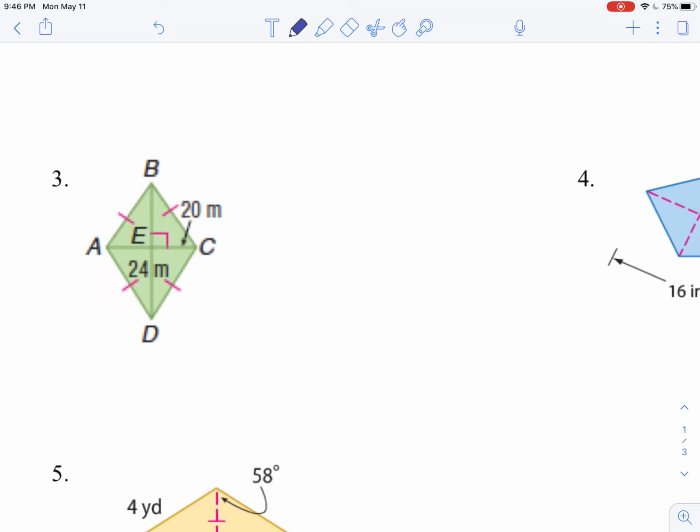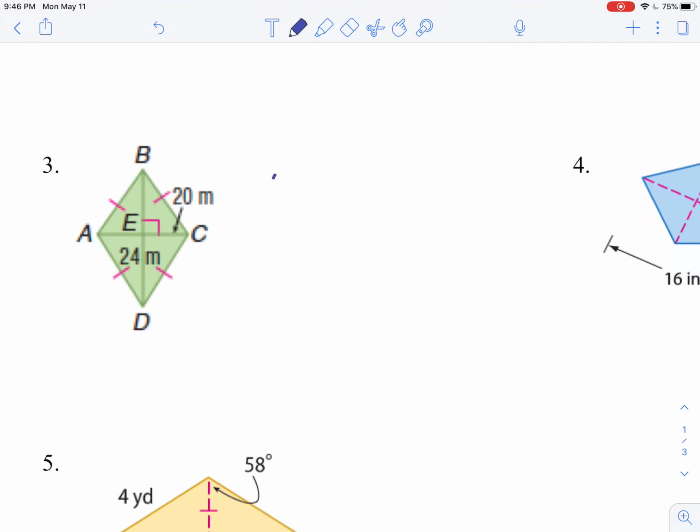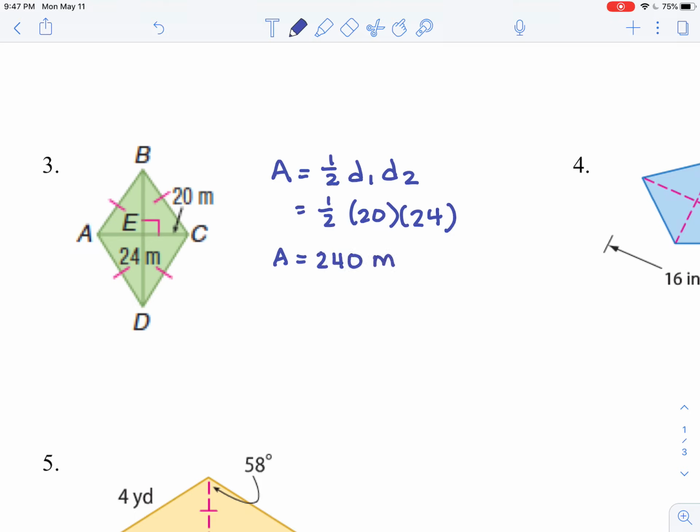If you take a look at question number 3, here we have a rhombus. We can see all 4 sides are marked the same. So to find its area, we're going to do 1/2 of diagonal 1 times diagonal 2. In this picture, one diagonal is labeled as 20 meters. The other is 24. So when we multiply 1/2 of 20 times 24, we should get 240. And this is in square meters.